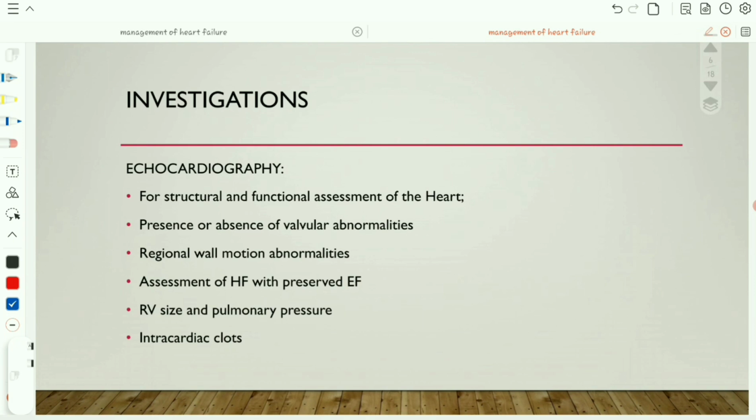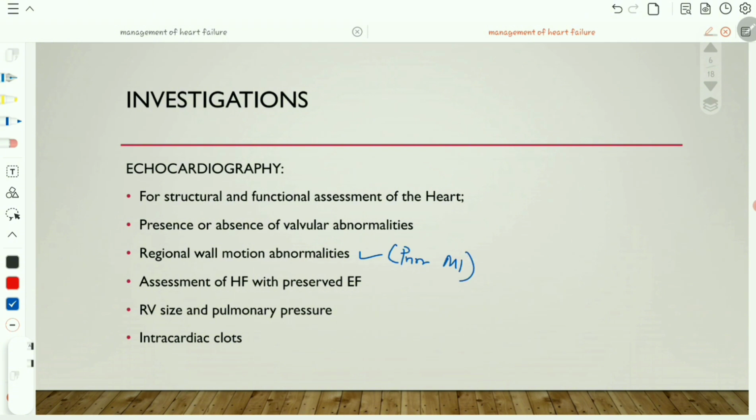Don't forget, in the etiology of heart failure, valvular heart disease is also an important etiology. So you tell your examiner, with the aid of echo, I could detect the presence or absence of valvular abnormalities. Also, I could also detect regional wall motion abnormalities. Are you getting me? Now, when you are seeing regional wall motion abnormalities, it's a pointer that there was a prior MI in that area.